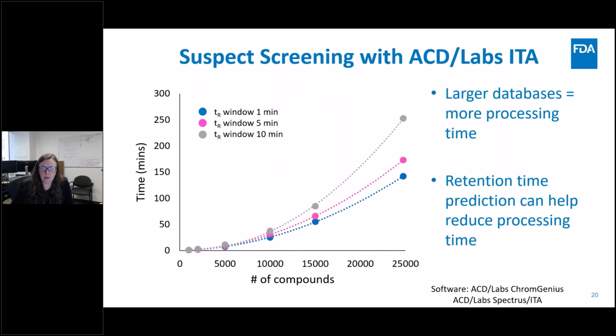So we looked at how the processing time changes using ACDLabs Spectrus ITA, or IntelliTarget, and we wanted to see, as we increase the number of compounds, how does that change the amount of processing time required? And so obviously, as we move from 5,000 or fewer compounds up to say 25,000 compounds, our processing time increases significantly. One of the things that we also observed is that we can combine our suspect screening approach with our retention time prediction. And this not only helps us eliminate some of those false positives, but can also reduce the processing time required. So, this gray trace is showing a retention time window of 10 minutes versus a retention time window of 1 minute, because it effectively gives fewer compounds to have to be searched for across each of the detected peaks.